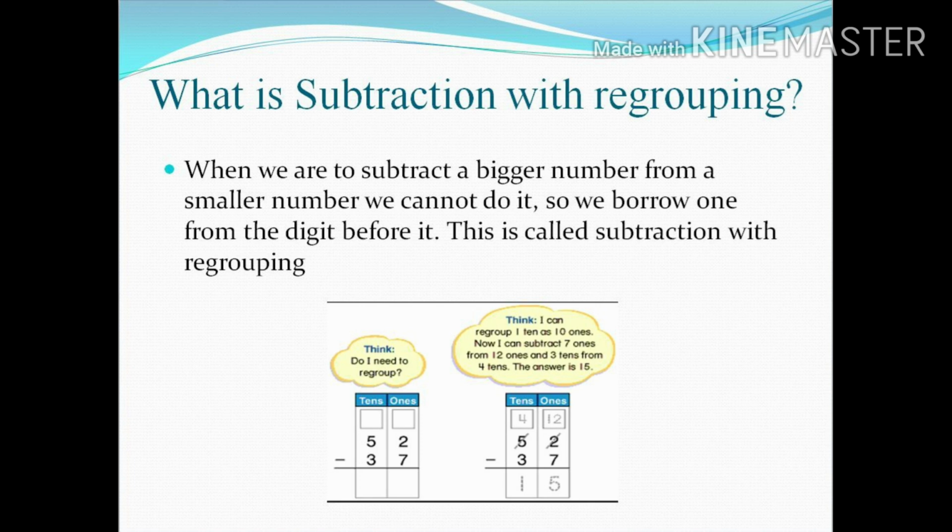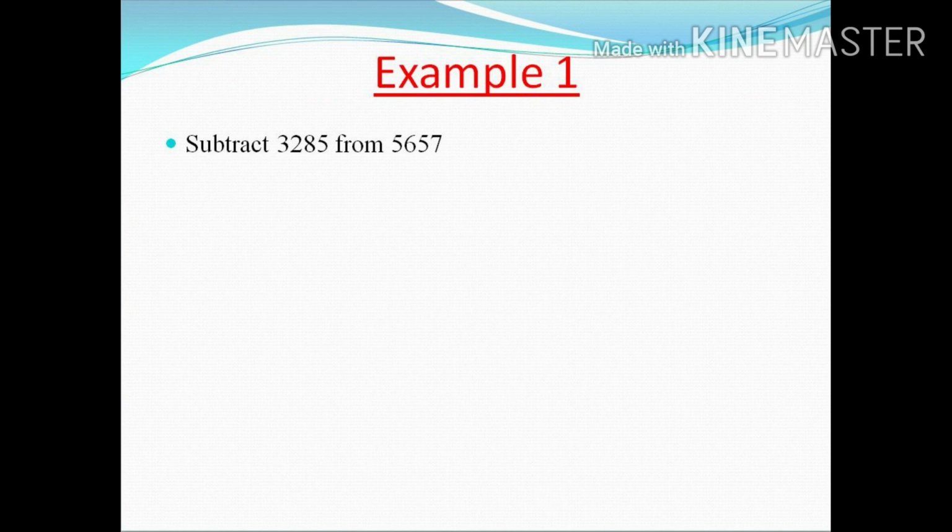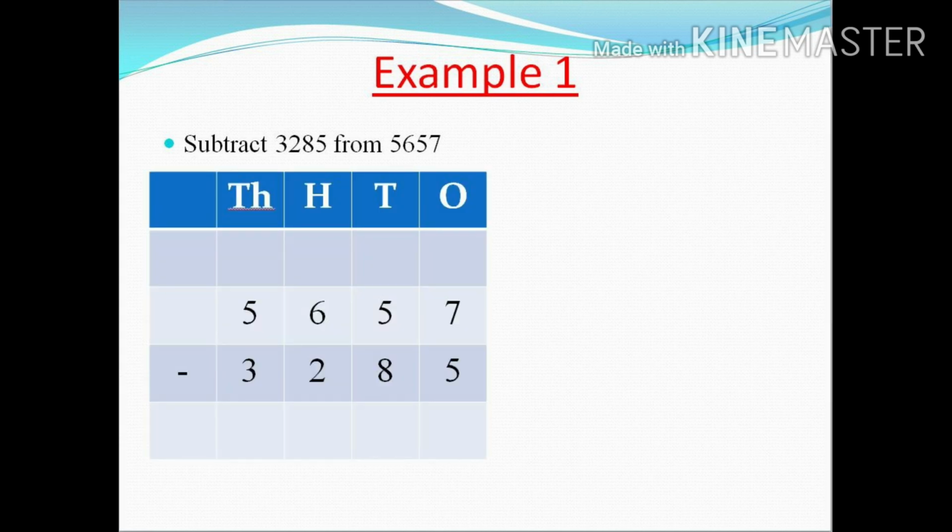Let us see example 1. We are going to subtract 3285 from 5657. This means we should write 5657 first and 3285 below it with the subtraction sign as shown in the video. Always start the subtraction from the ones place.